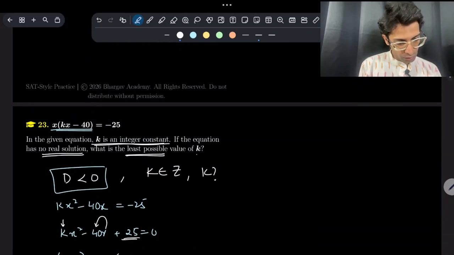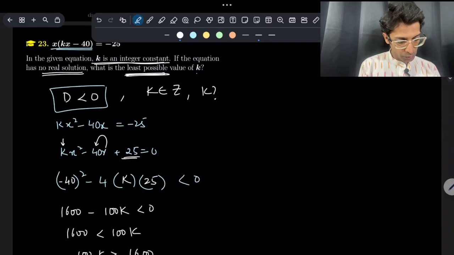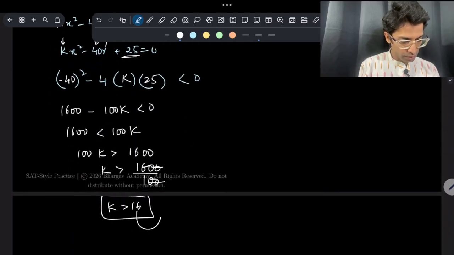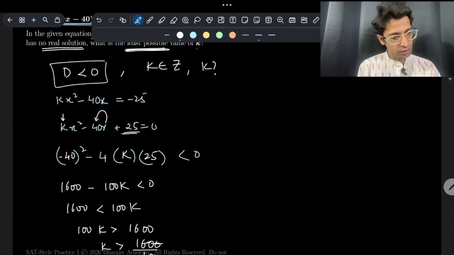And what is it telling you? k is an integer constant. So k is an integer. What is the least possible value of k? The least possible value of k is the next integer after 16. So k should be equal to 17. So this we have done using the algebra.